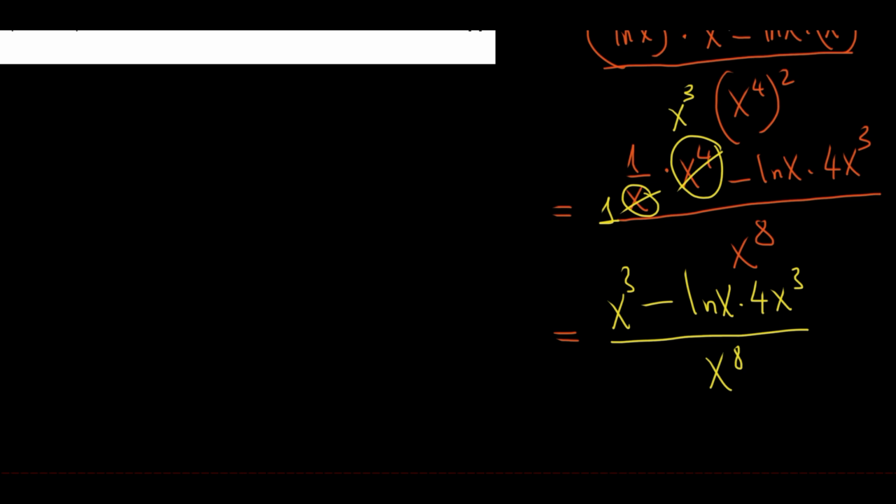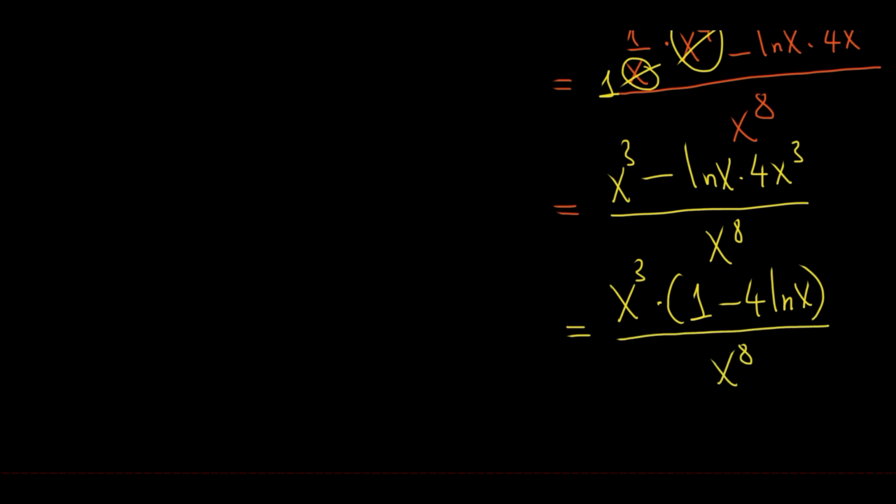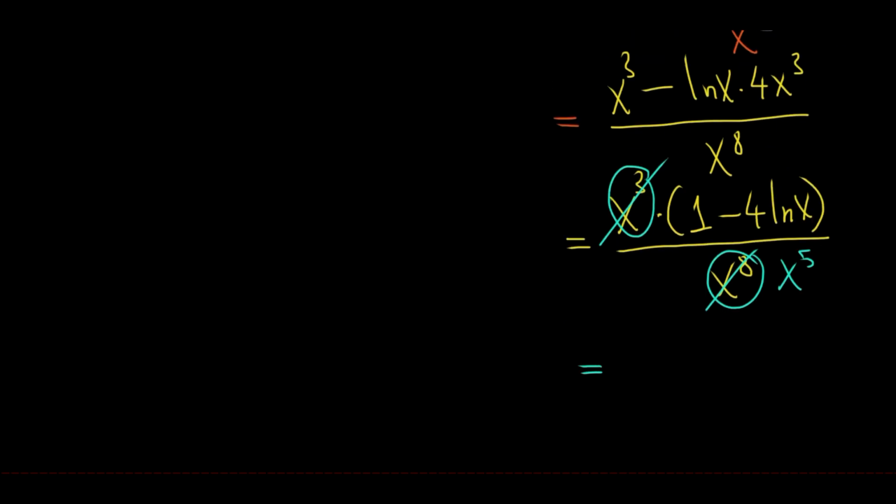And then we can have x cubed as a common factor: x cubed times 1 minus 4 ln x over x to the power 8. And then we have x to the power 3 and x to the power 8, we divide by x to the power 3, and we have x to the power 5 over there. So now we have 1 minus 4 ln x over x to the power 5. This is the derivative that we had to prove, so we are good.